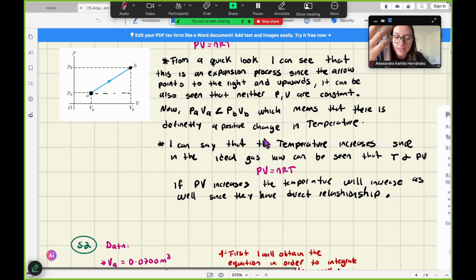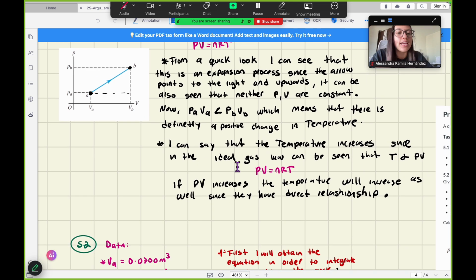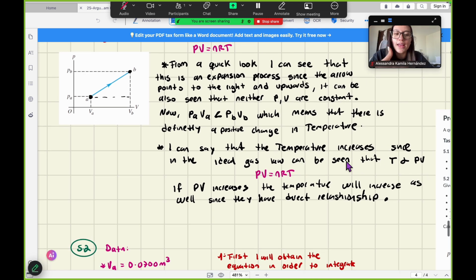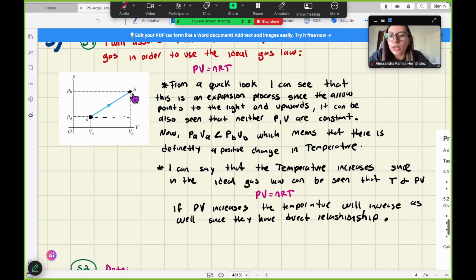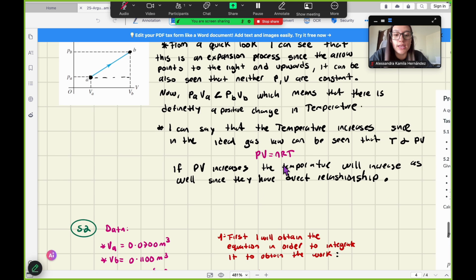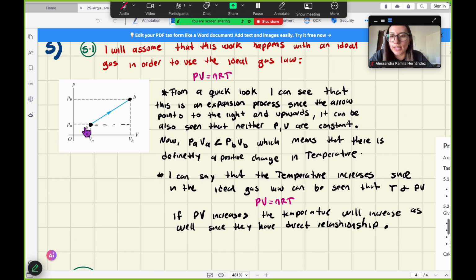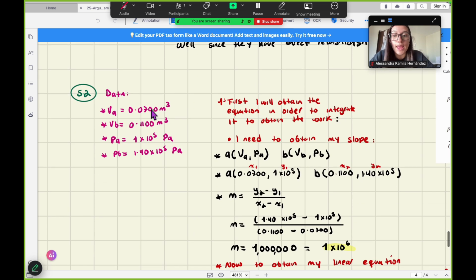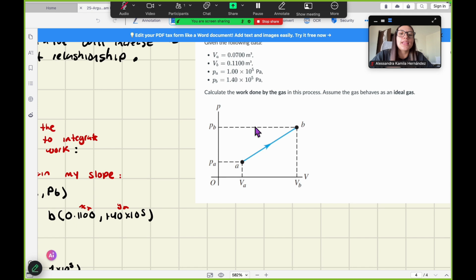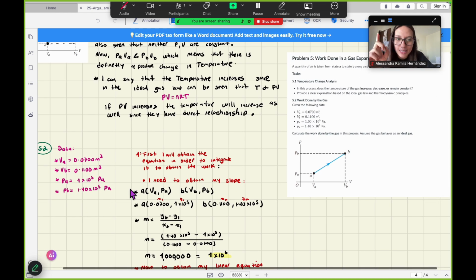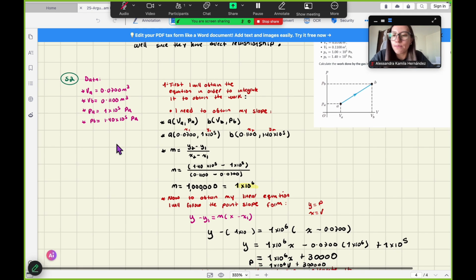I can say that the temperature increases since in the ideal gas law it can be seen that the temperature is directly proportional to the product of pressure times volume. So if pressure times volume is increasing, my temperature is going to increase as well. So that's how I can say that my temperature is increasing. Now, how can I find the work done by this ideal gas? I'm assuming this is an ideal gas.